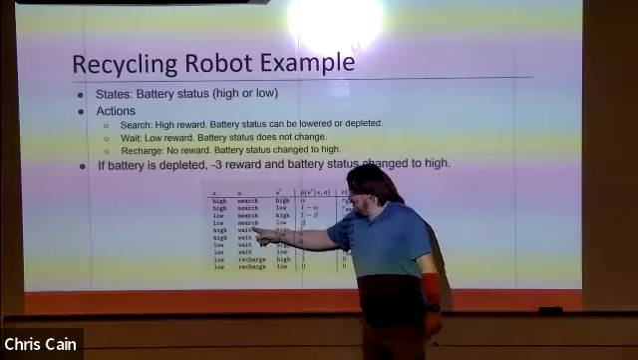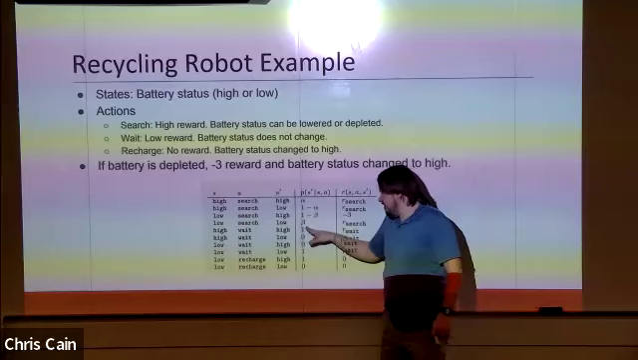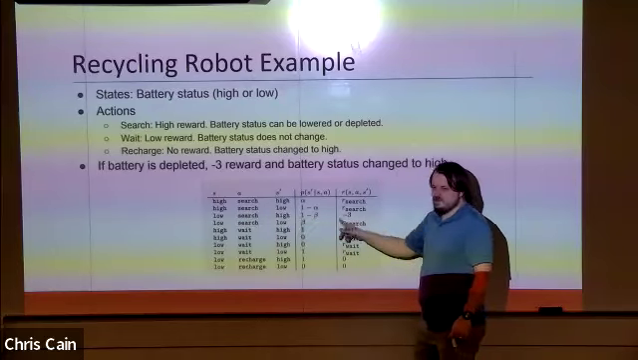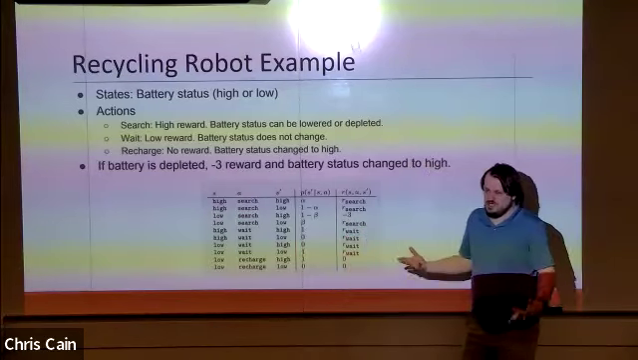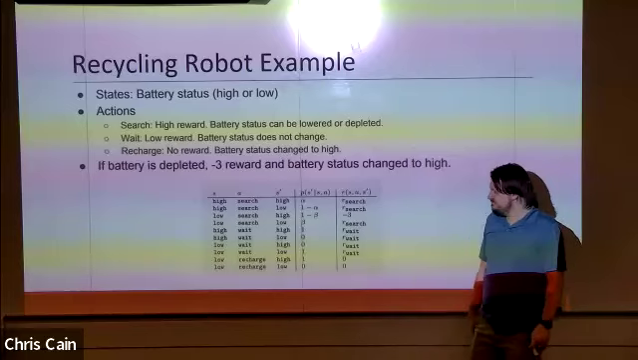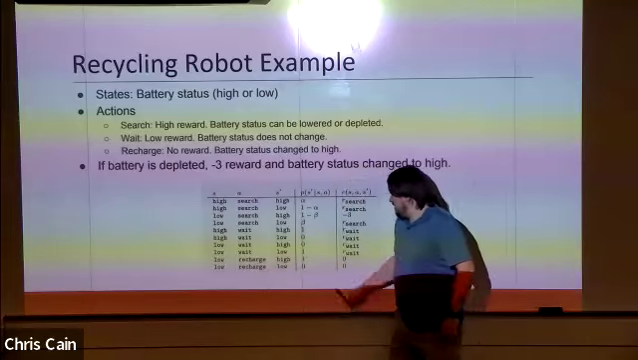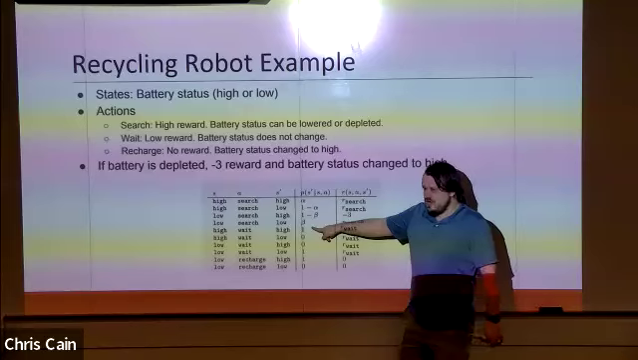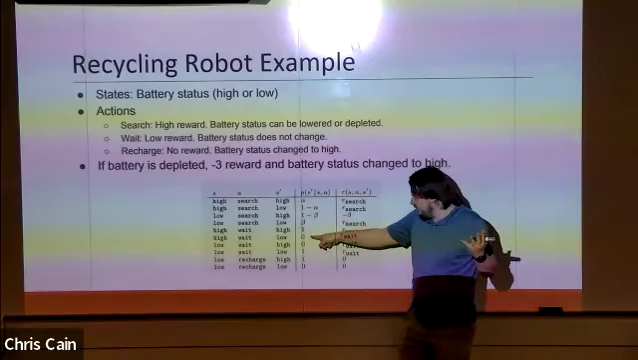On the other hand, if you're low and you choose to search, it's not guaranteed that you're going to fail. You may just stay low, and in that case, you get the reward for searching, because you still have the opportunity to go charge yourself before you die. If you choose to wait, that consumes no battery, so with probability 1, your battery remains charged. With probability 0, it becomes low, so that will never happen.